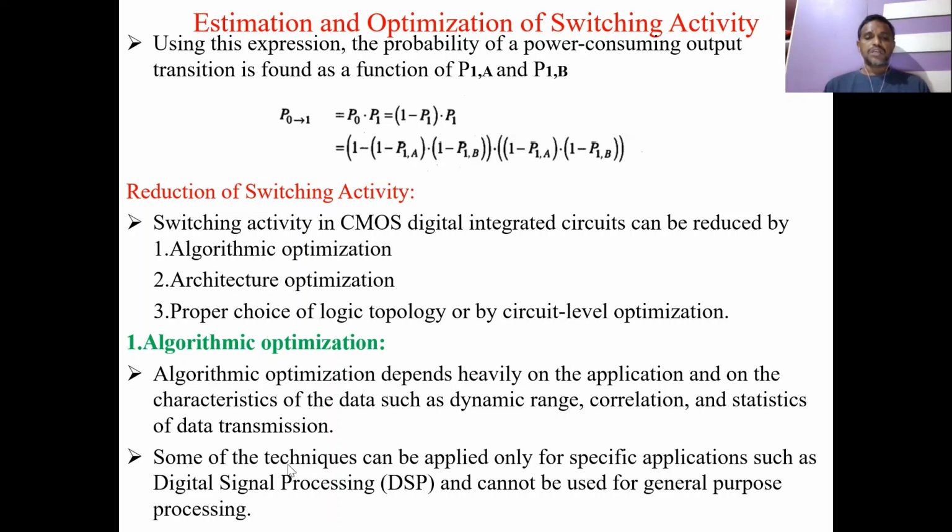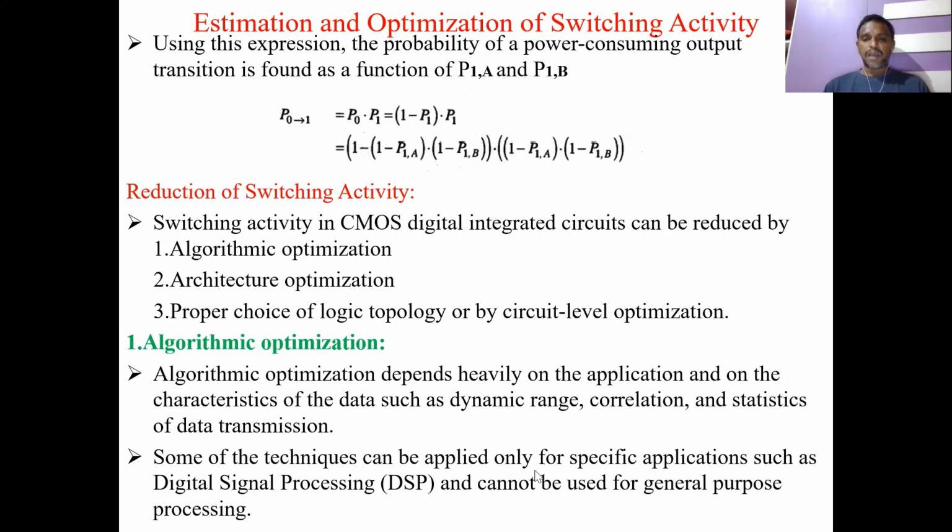Some of the techniques can be applied only for specific applications such as digital signal processing, and cannot be used for general purpose processing. Whatever algorithm we have for signal processing, we can use for that purpose only, and not for other purposes. So proper selection of algorithm is very important to reduce the switching activity by using algorithmic optimization.